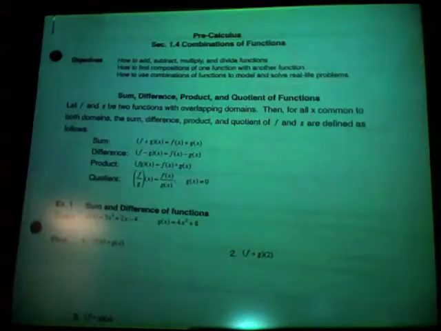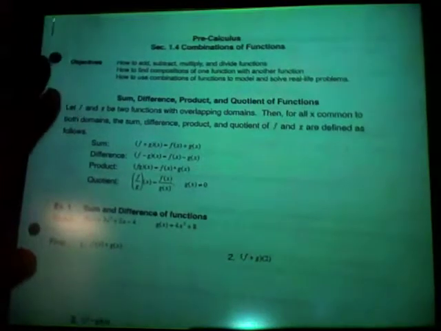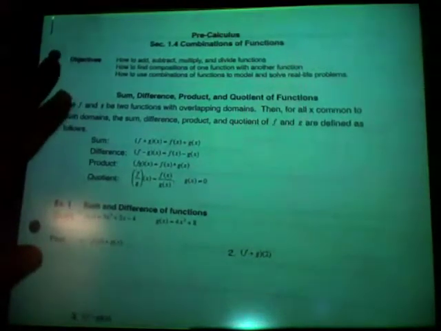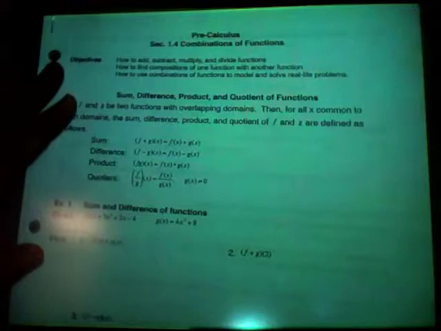All right. So section 1-4 talks about combinations of functions. So we're going to look at the sum, the difference, the product, and the quotients of various different functions. And so parts of this you're going to find really simple.